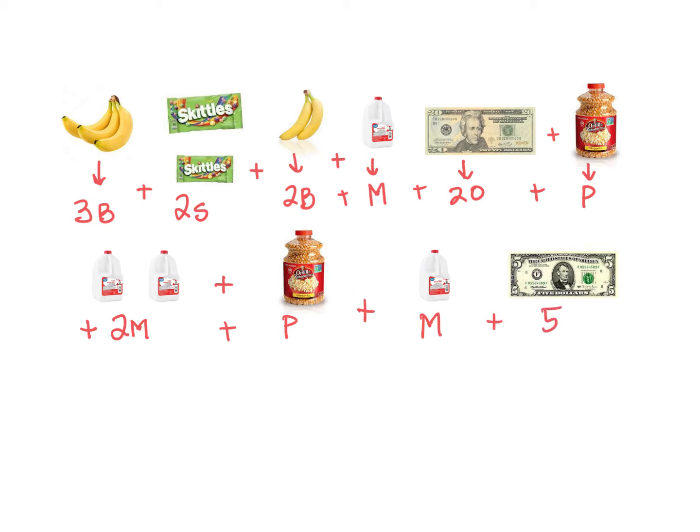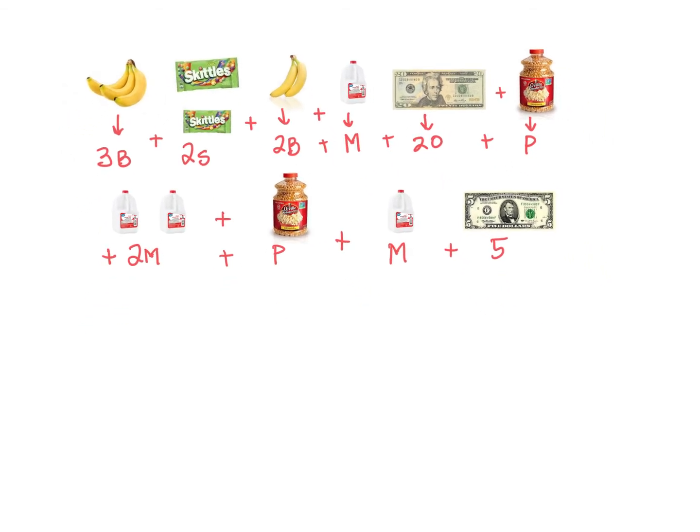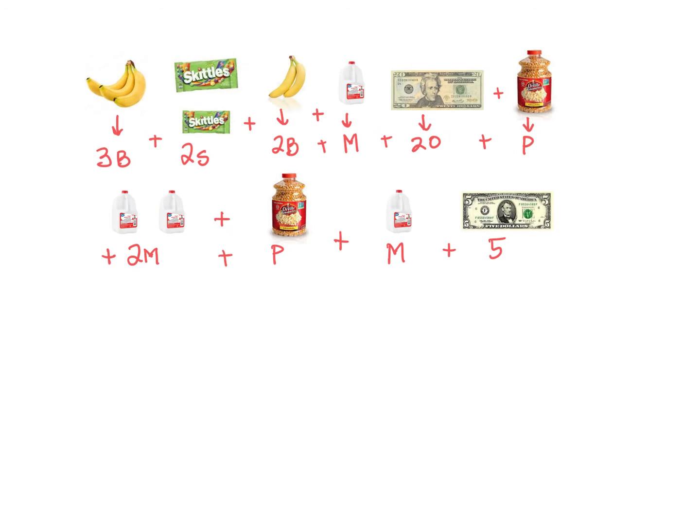All right, so at the end of the day, that's a really weird list. Partially because it's random who buys bananas and Skittles, but also like who tells people how to remember things in that order. If we were to write this as one algebra expression, that whole thing in one sentence, it would look like 3B plus 2S plus 2B plus M plus 20 plus P plus 2M plus P plus M plus 5. That's a really long expression. If I was doing that on my algebra test, it would confuse me. And that's also not how humans talk.